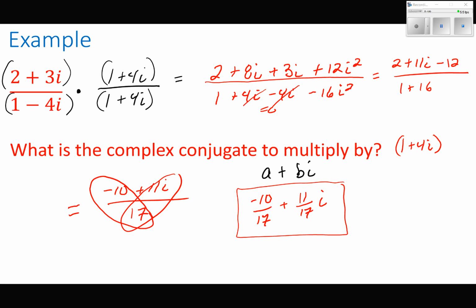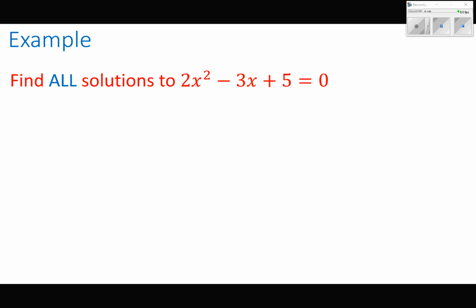So separate it as a real part and an imaginary part. If you stop at the step prior where it's negative 10 plus 11i all in the numerator divided by 17, I'm going to take points away. Okay, I want it in the a plus bi form. Questions on this one? Okay, again, most important step, multiplying by that complex conjugate, 1 plus 4i. All right, so let's put this to work.